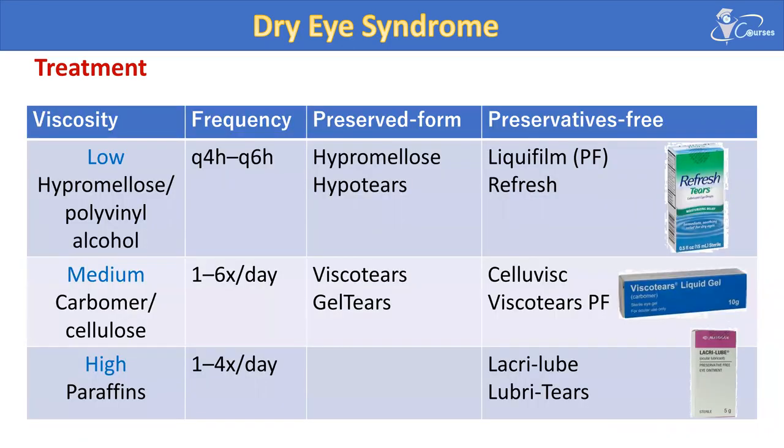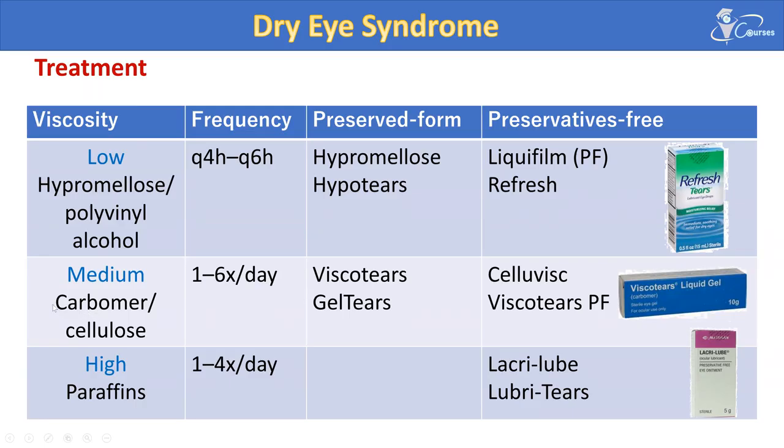Okay, so some preparations for treatment of dry eye, depending on viscosity and frequency. We have some preparations which have low viscosity. They are based on these components, hypromellose and polyvinyl alcohol. These are the bases. They are instilled every 4 hours or 6 hours. They have preserved forms, such as hypromellose and Hypotears, and preservative-free ones, such as Liquifilm, Polyfresh and Refresh. These are eye drops depending on hypromellose and polyvinyl alcohol, and they have low viscosity.